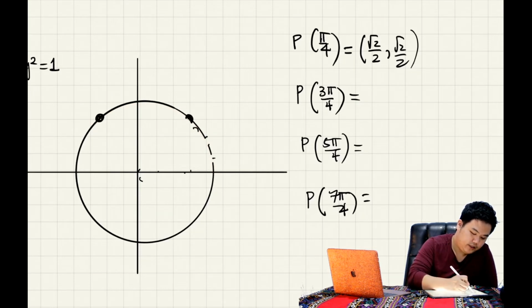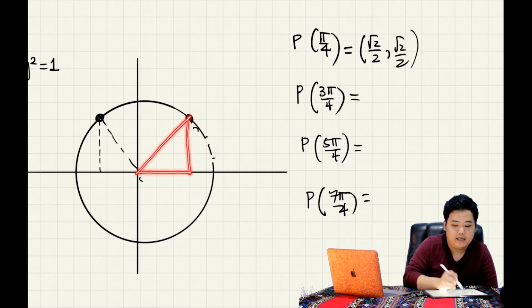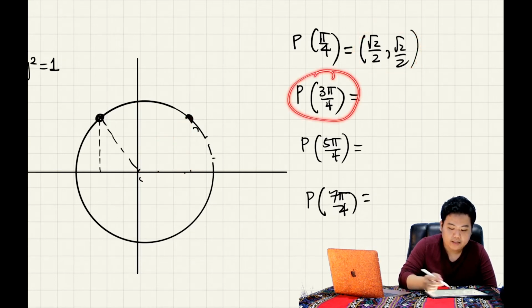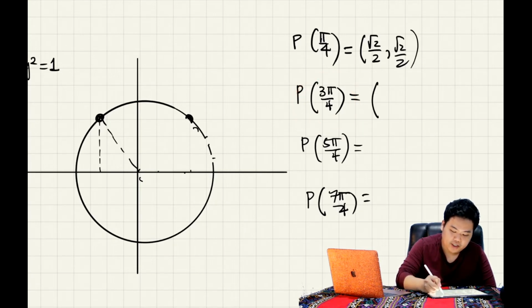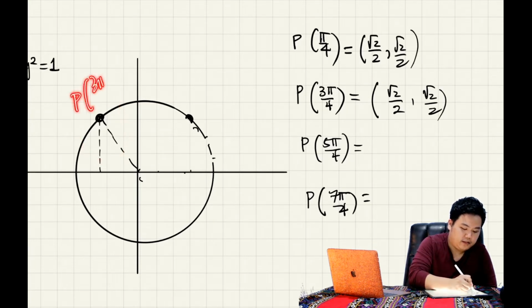So pwede rin kayong gumawa ng triangle ulit. And same triangle lang yung ma-form nyo na ginawa natin dito. So congruent lang sila. So yung coordinates nito, kahawig lang nito sa coordinates nito, maliban lang for some change in signs. So since we are in quadrant 2, this is P of 3 pi over 4. So x is negative, y is positive.